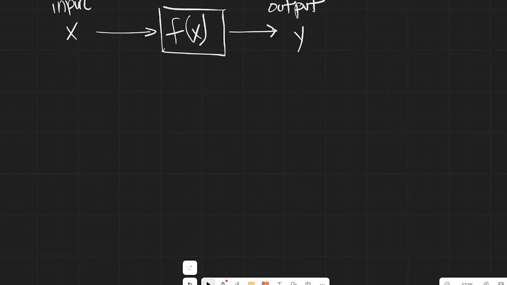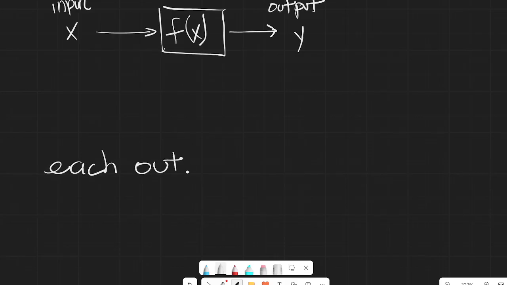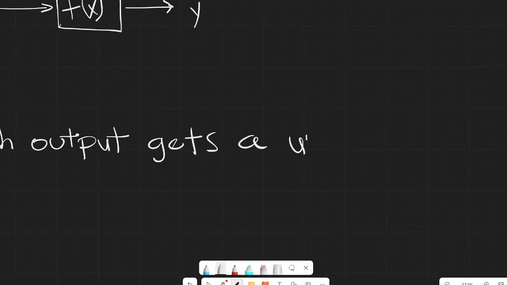A property of functions, and really a requirement as a definition of a function, is that each output value must be assigned a unique input value. Each output gets a unique input.